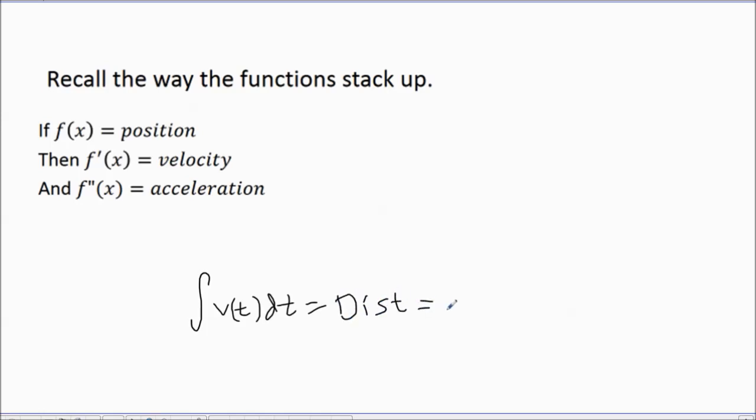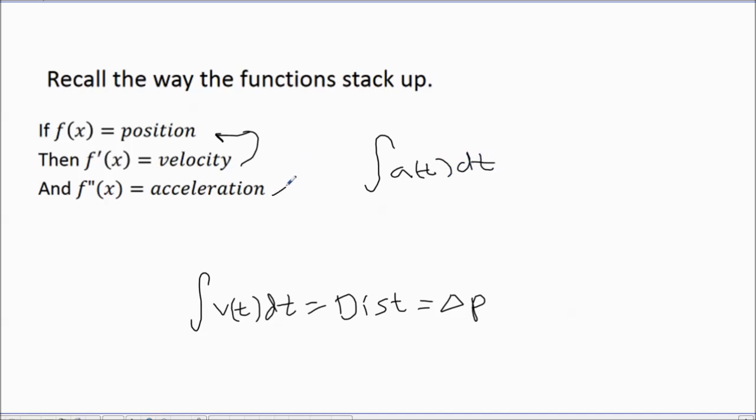Now, distance is nothing more than change in position. And so that relates back up here. Okay, so we move from velocity, an integral moves us upward. And so we get our change in position. So what if we took an integral of our acceleration? What would that mean? Looking over here, make a prediction.